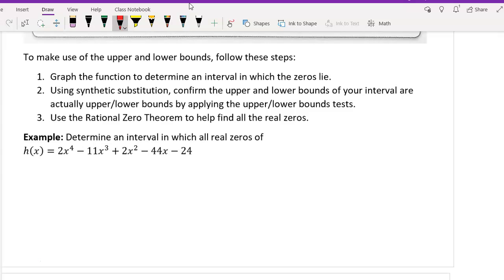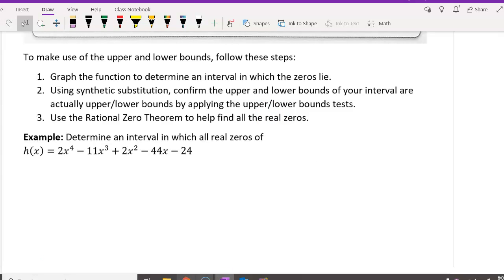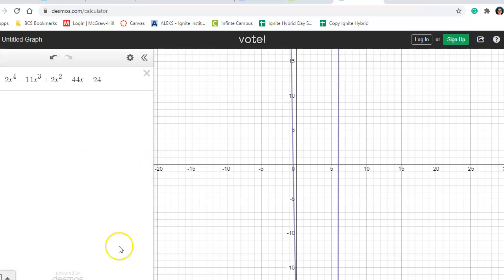So, like I said, first, step 1, graph all of the real zeros. So I'm going to go to our Desmos calculator. I've entered in the function and take a look. It is already graphed here to the right.